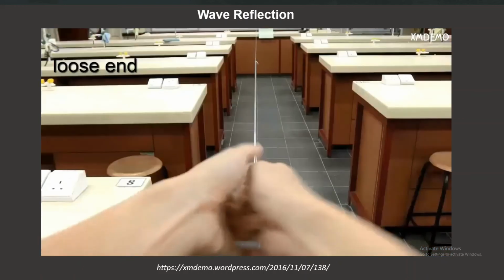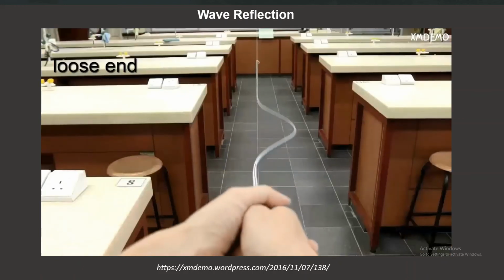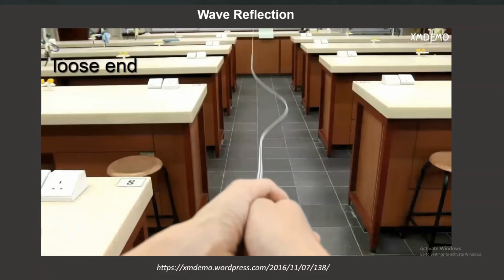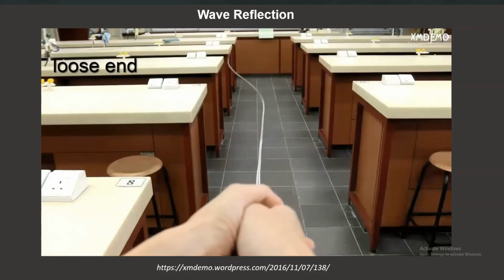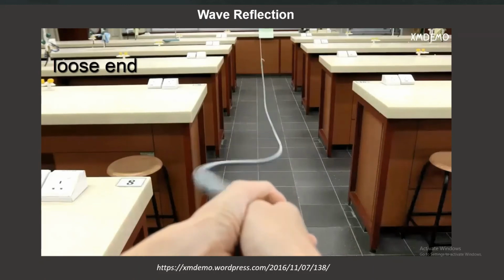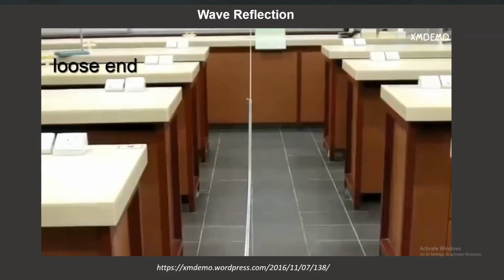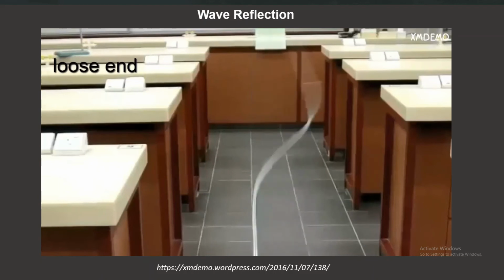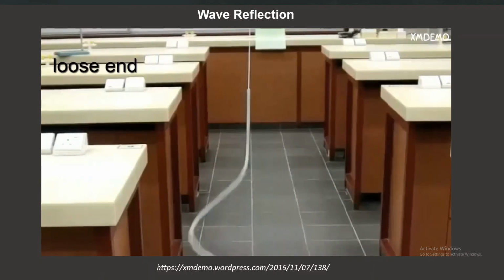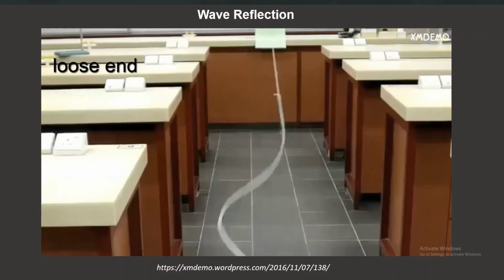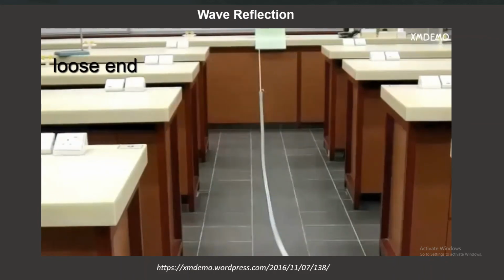Now this is for the loose end. The direction in which the wave goes remains the same after reflection also. His hand is like a fixed support, so at his hand the direction of the wave changes, but at the loose end the direction doesn't change. Just keep that observation in mind and let me explain that mathematically in the next few slides.